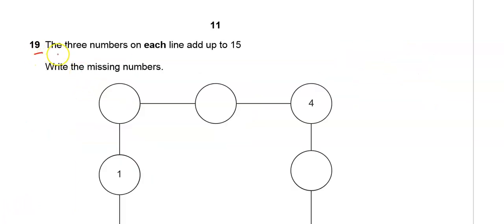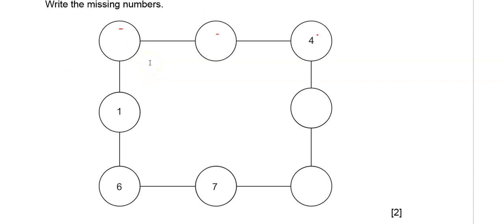Question 19. The 3 numbers on each line add up to 15. The 3 numbers on each line, like this line, when you add this number, this number, and this number, will give you 15. Okay, so 3 numbers add up to 15. Write the missing numbers. So we have this and this.